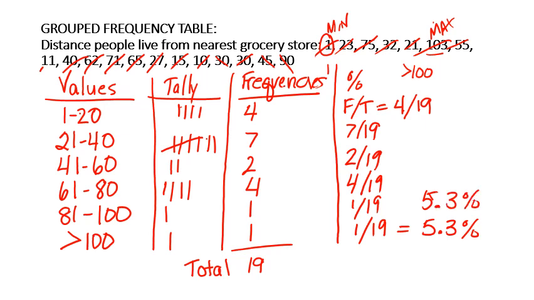4 divided by 19 is 21.1. 2 divided by 19 is going to be, I can just double this, I know it's going to be 10.6. 7 divided by 19 is 36.8. And 4 divided by 19 is 21.1.